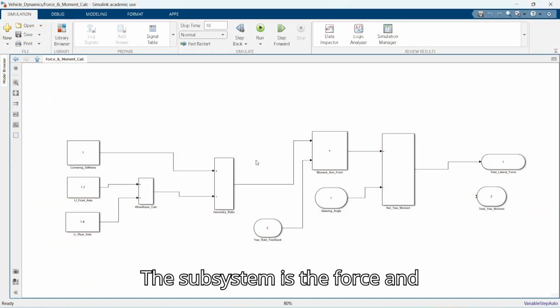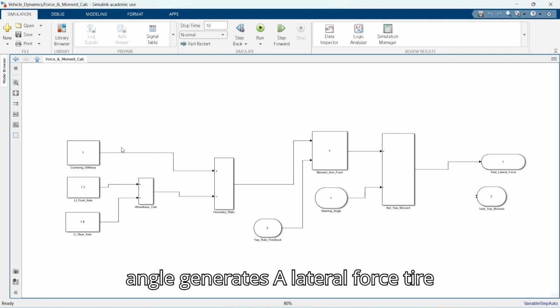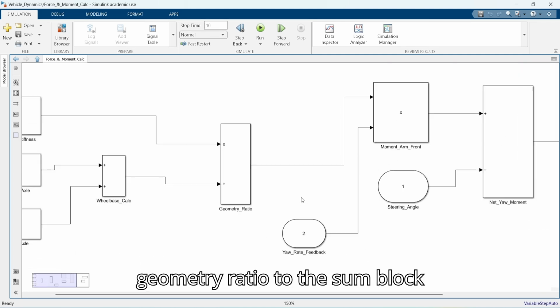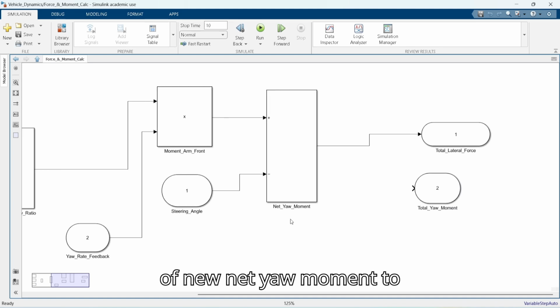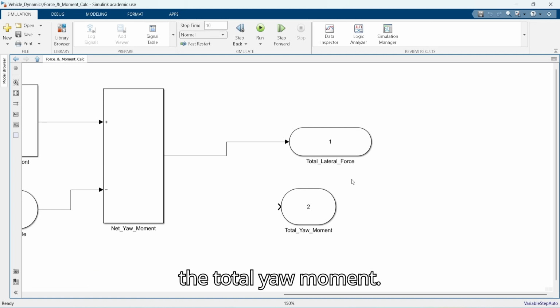The subsystem is the force and the moment calculation. The steering angle generates a lateral tire force by using a cornering stiffness and the geometry ratio to the sum block for net yaw moment to get the total lateral force and the total yaw moment.